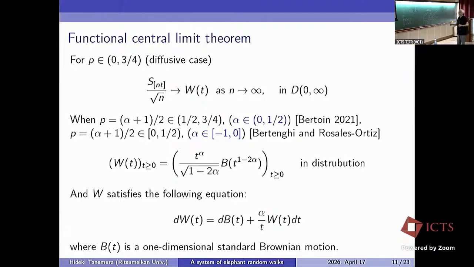And another representation: W satisfies the following stochastic differential equation. The point is, this is Brownian motion. This is not time-homogeneous and a little bit complicated, but in this case the drift is given like that. And this depends on T. As T goes bigger and bigger, the drift is smaller and smaller.